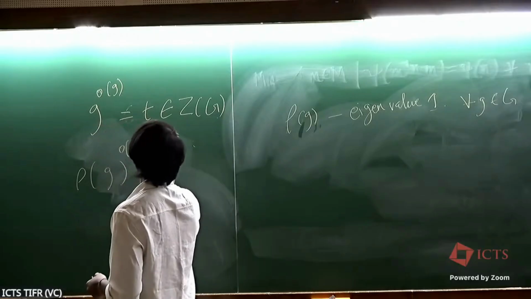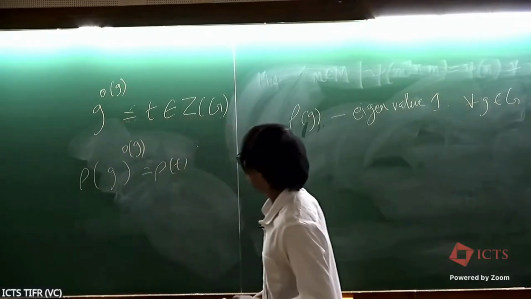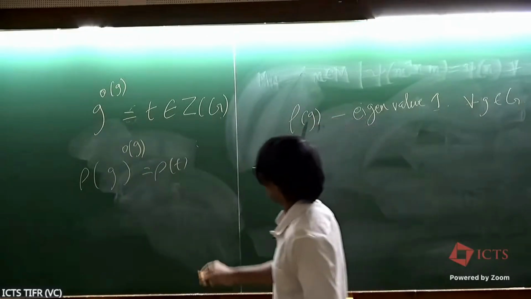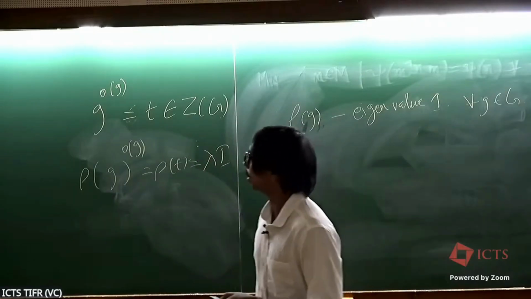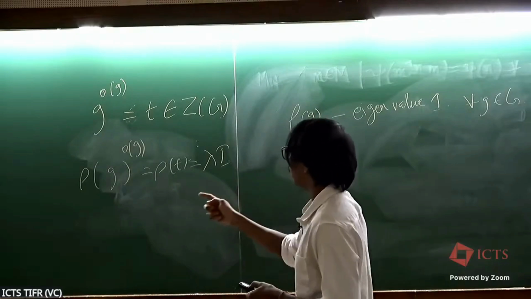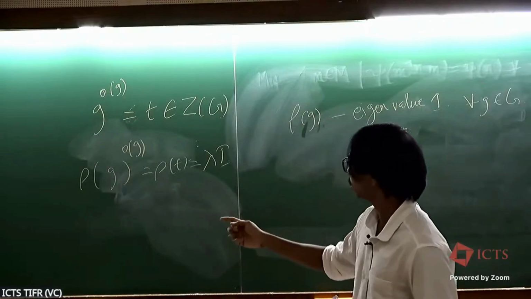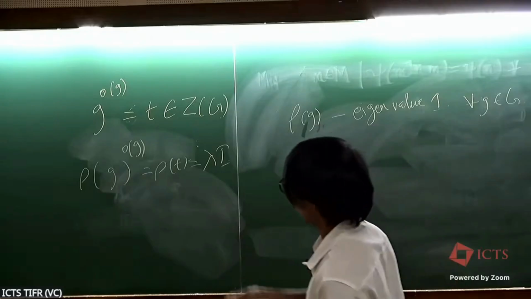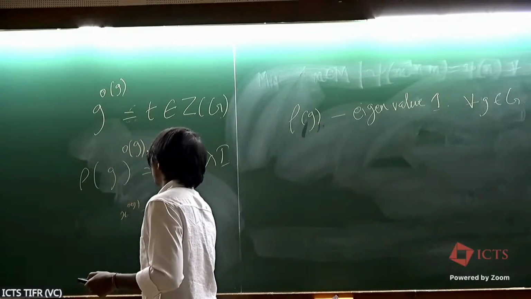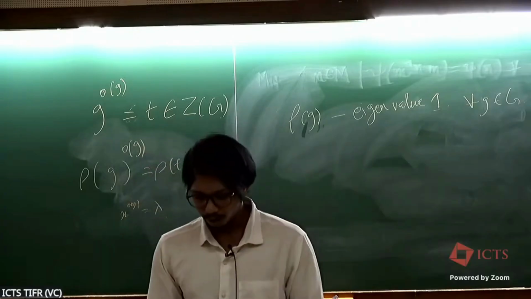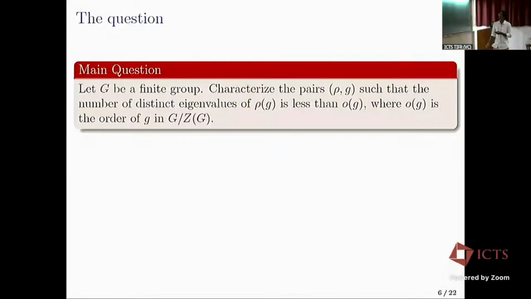But Schur's lemma tells us that this rho(t) has to be a scalar matrix. And that tells you that this equation can have at most o(g) many solutions, meaning if x is an eigenvalue, then x to the power o(g) equal to lambda can have at most o(g) many solutions. That tells you that it's always less than or equal to o(g). And the question asks, can you determine when it is less than that?